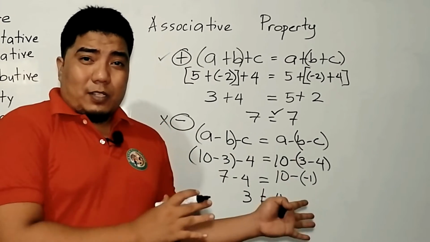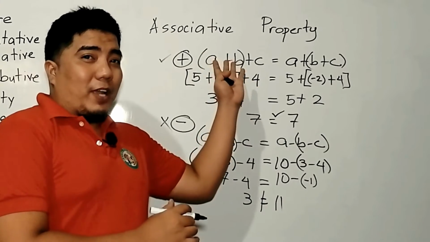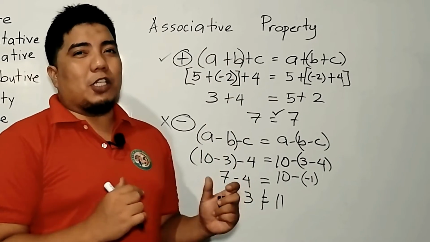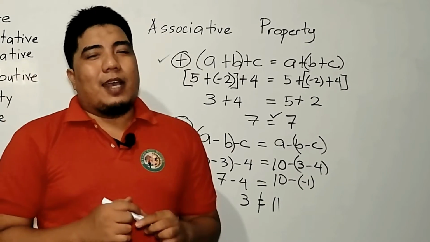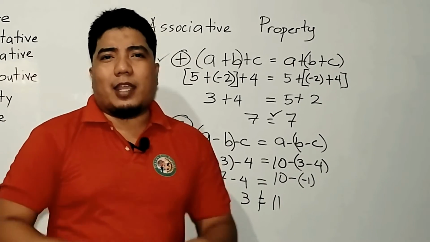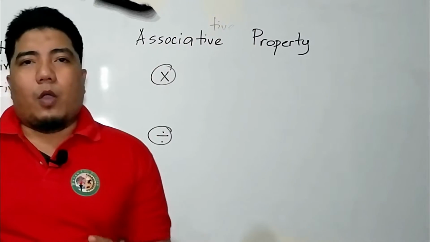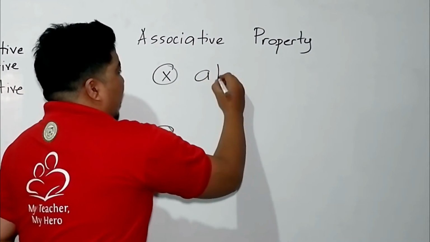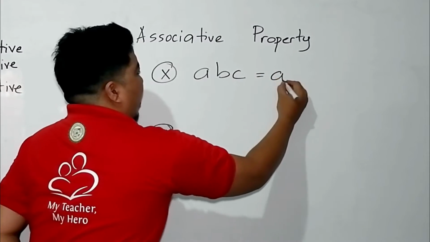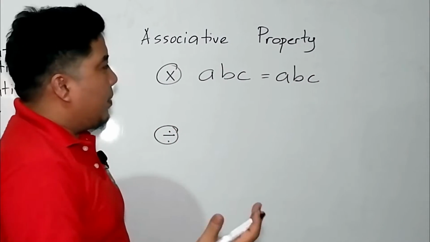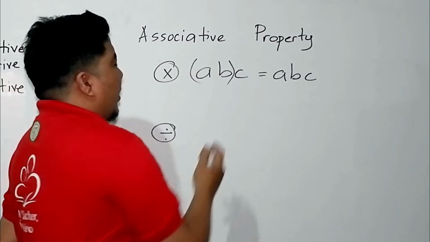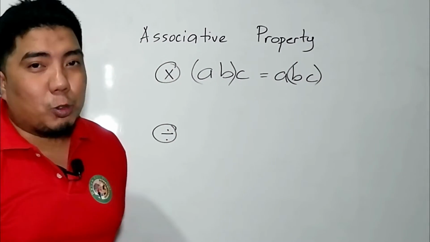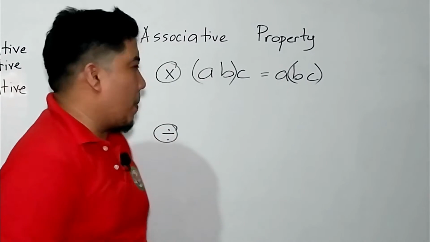Okay. To sum it up, for addition, you can apply associative property, but in subtraction, you cannot apply associative property. Now, let's check multiplication and division. In multiplication, it says that ABC is just the same as ABC. However, if you multiply the first 2, it is just the same as if you multiply the last 2. Let us try to check.